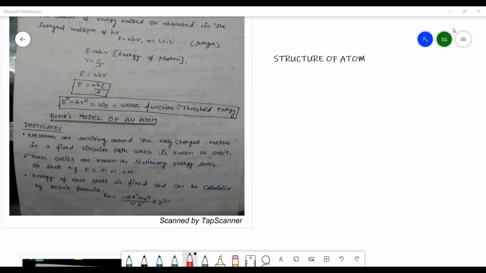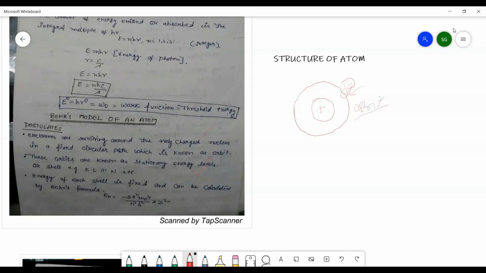Now Bohr's model of an atom gives various postulates which are acceptable. The first postulate is that electrons revolve around the positively charged nucleus in a fixed circular path, which is known as an orbit. As you all know well, in an atom the nucleus is positively charged and the electrons revolve around the nucleus. Like athletes revolve in a fixed circular or elliptical path, the electrons are always revolving around the nucleus in this fixed circular path, which is known as the orbit.